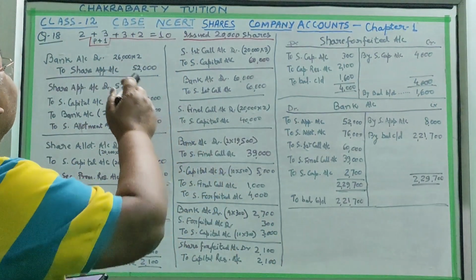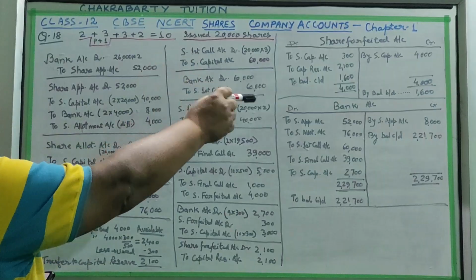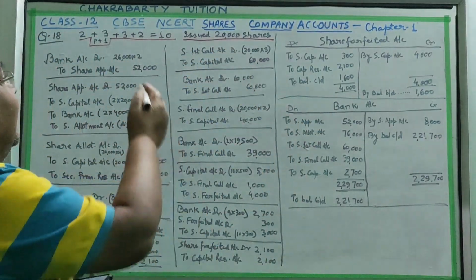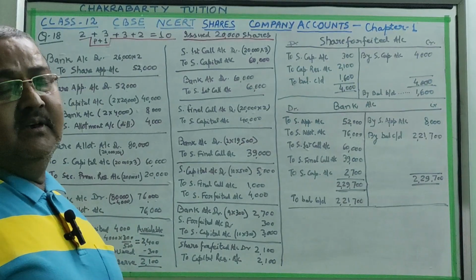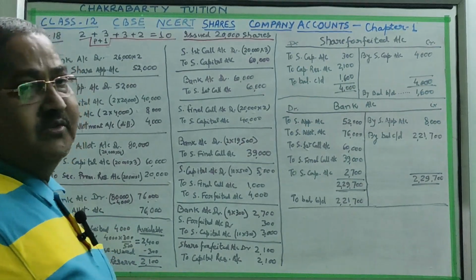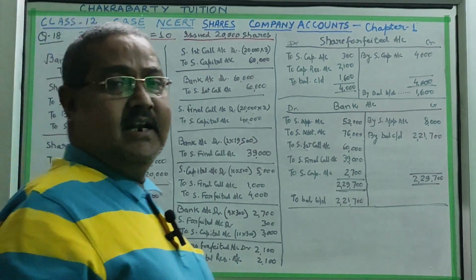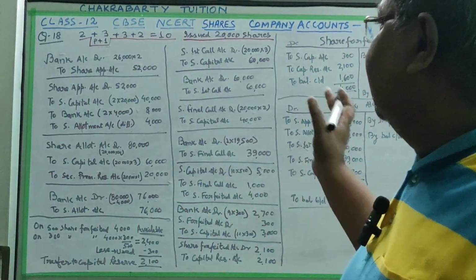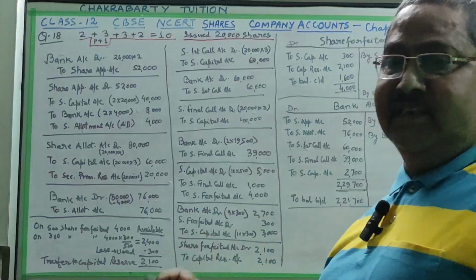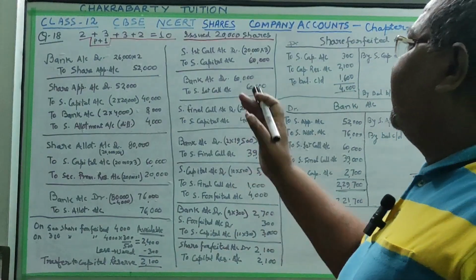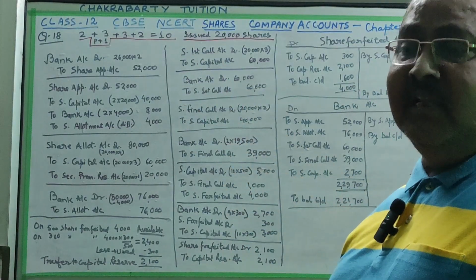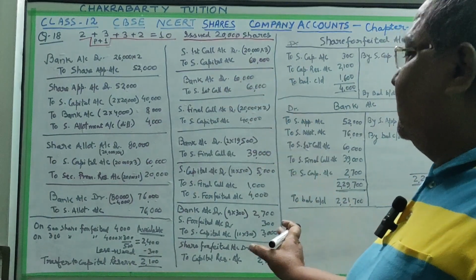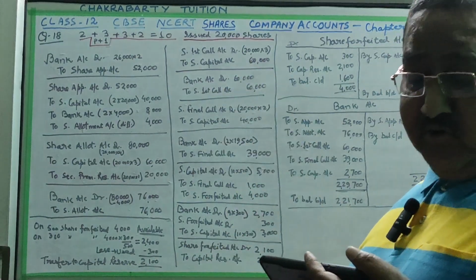Today we will start our video on company accounts, chapter 1. It is the NCERT book, chapter 1, and we are covering shares here. In shares, we have taken a long question so that I can explain everything in one question itself. That's why we are starting from question number 18, so that the starting questions will be covered here. On the basis of this, you can solve the starting questions also.